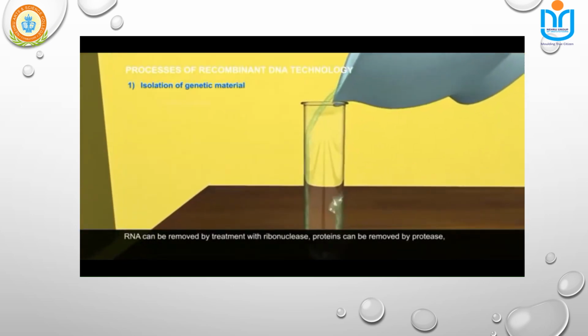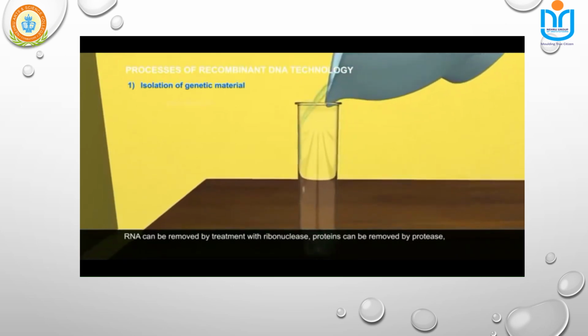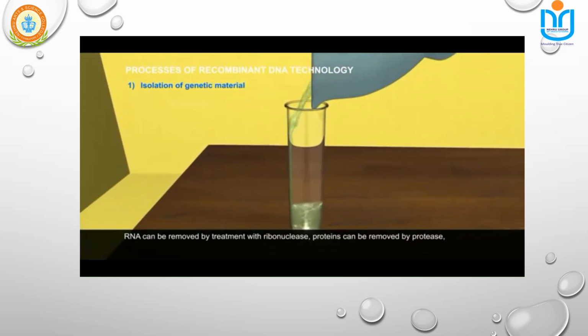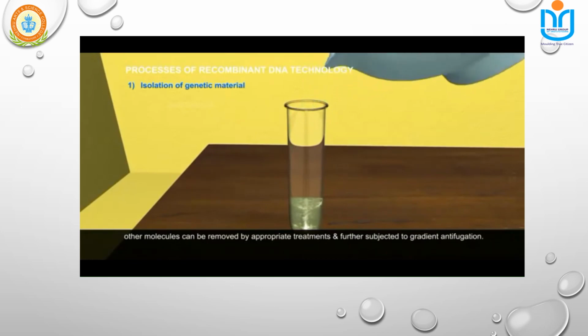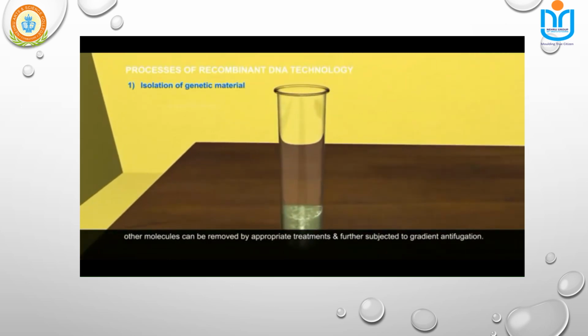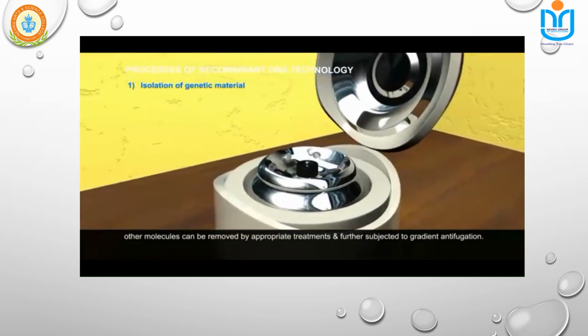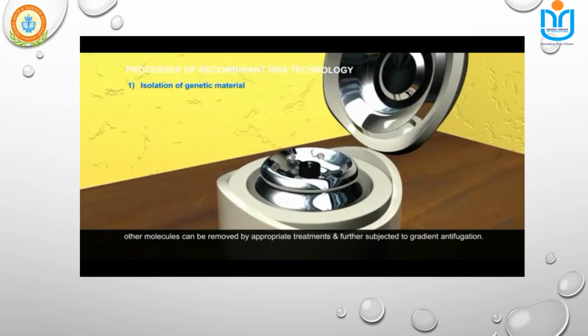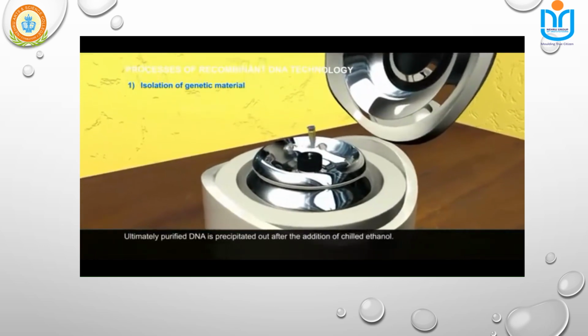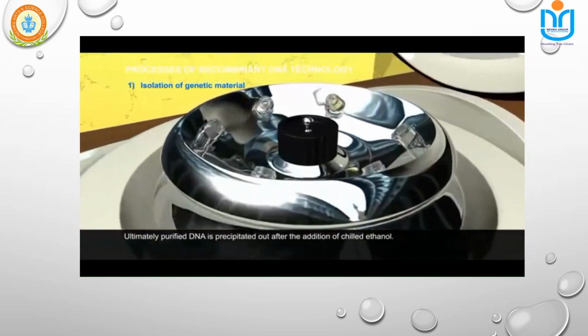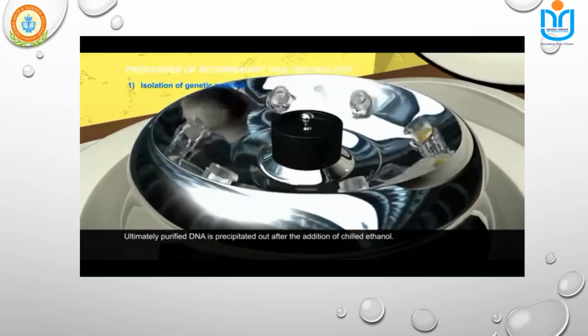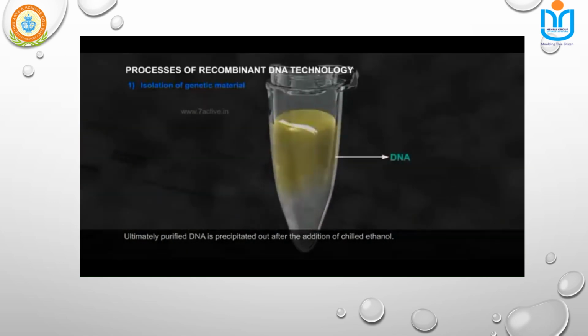RNA can be removed by treatment with ribonuclease. Proteins can be removed by protease. Other molecules can be removed by appropriate treatments and further subjected to gradient centrifugation. Ultimately, purified DNA is precipitated out after the addition of chilled ethanol.